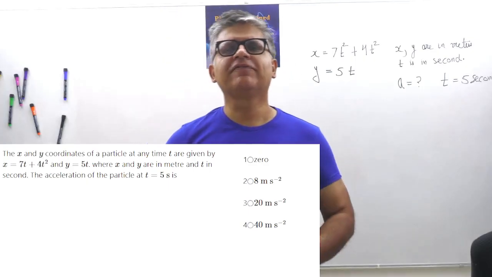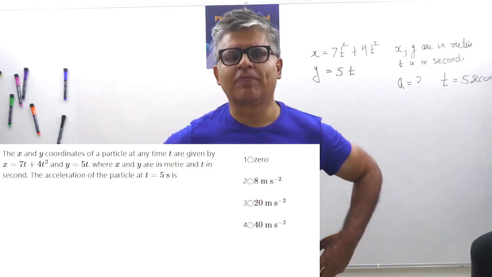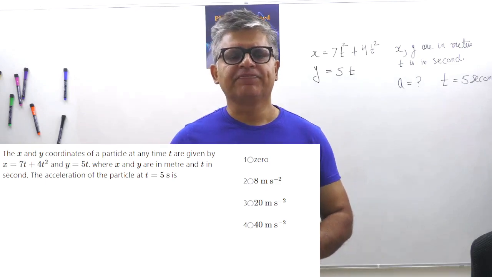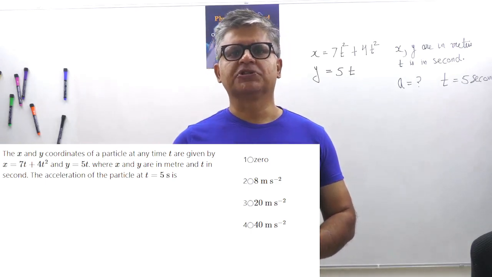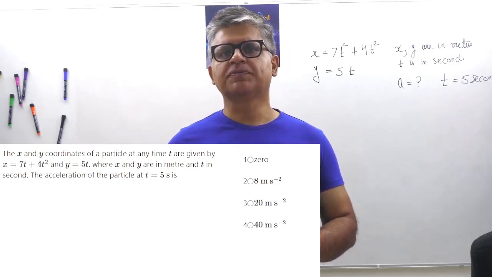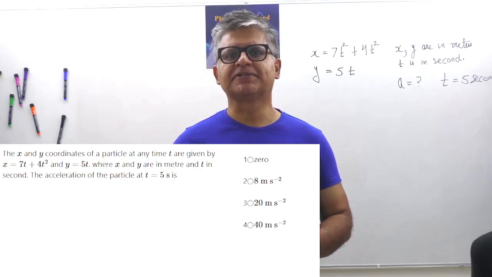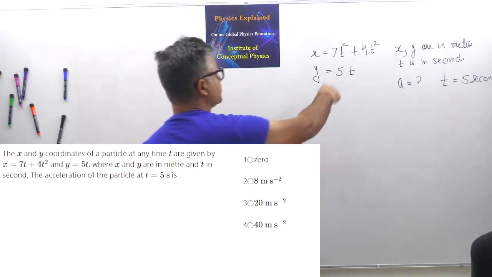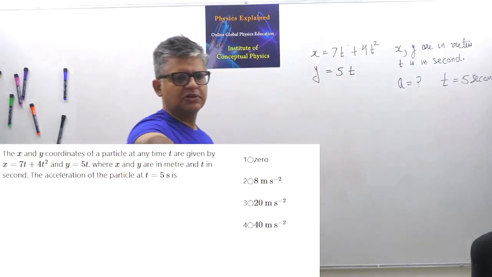Alright, so good morning. Today we will discuss this question from the topic of kinematics. It's based on calculus. Okay? So let's read the question. There is a body whose motion is described by its position in x and y axis with the help of equations which are given. You can read the question.